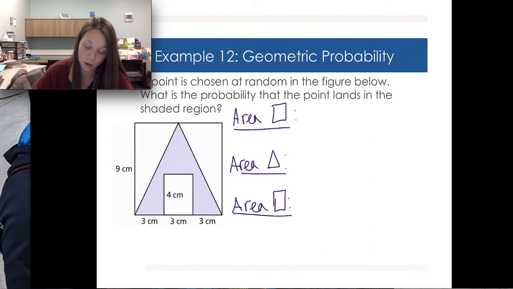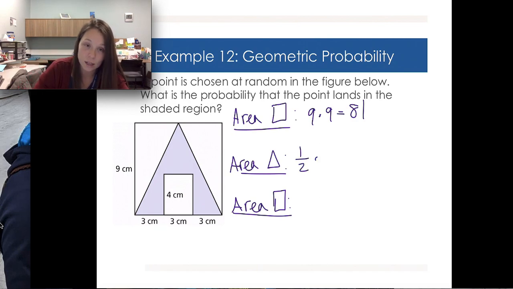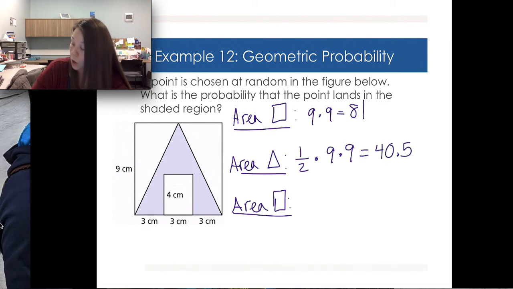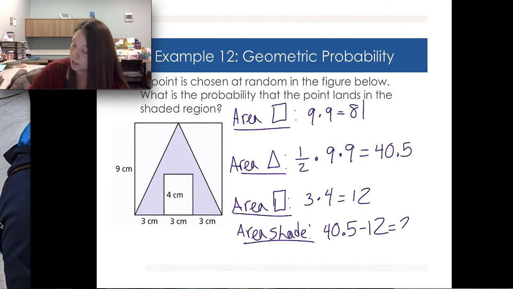Area of the big square would be 9 times 9, in other words, 81. Area of the triangle, 1/2 base times height. So 1/2 times, let's see here, 9 times 9, which is 40.5. Area of the little rectangle would be 3 times 4, giving us 12. Then we need to find the area of the shaded region. And that's the triangle minus the little rectangle. So 40.5 minus 12 to give us 28.5.